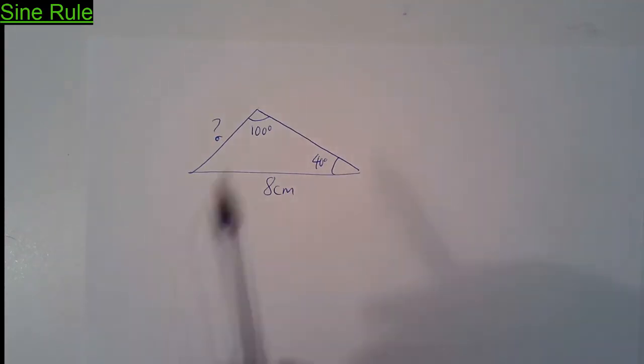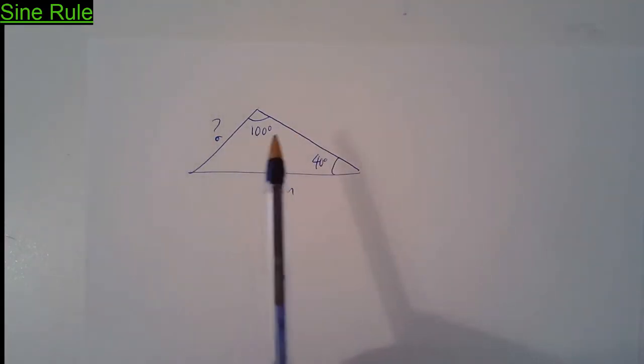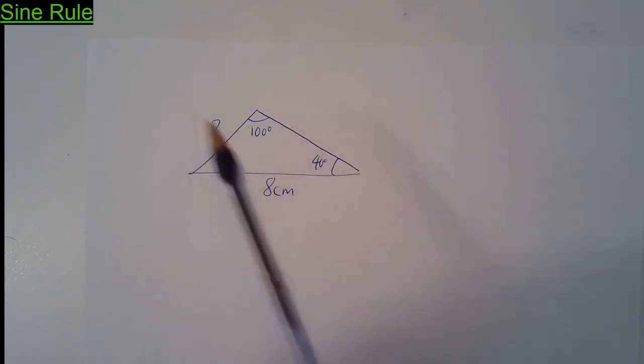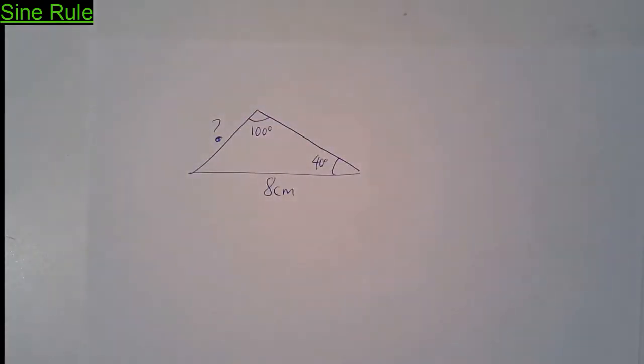You can use what's called a sine rule to find missing sides or missing angles. In this example, we've got a side that we need to work out. Now, some of you will probably be aware of the cosine rule, and perhaps you don't know when to use a cosine rule and when to use a sine rule.